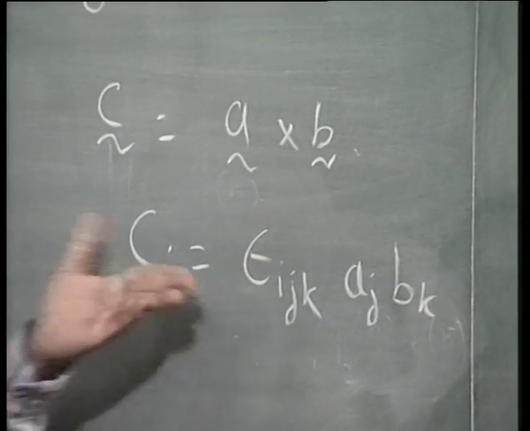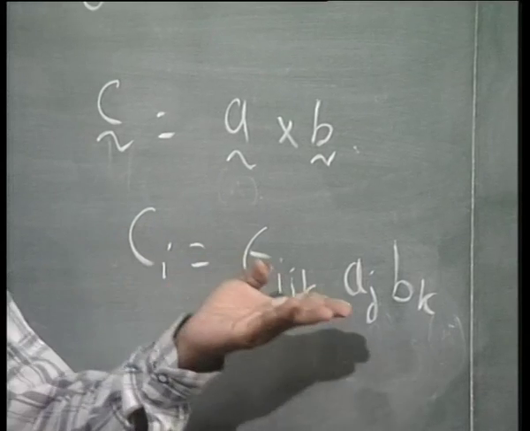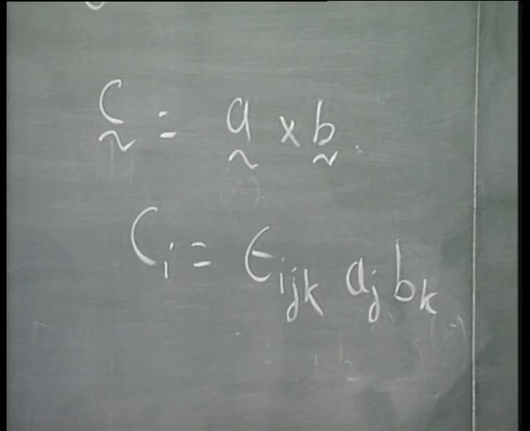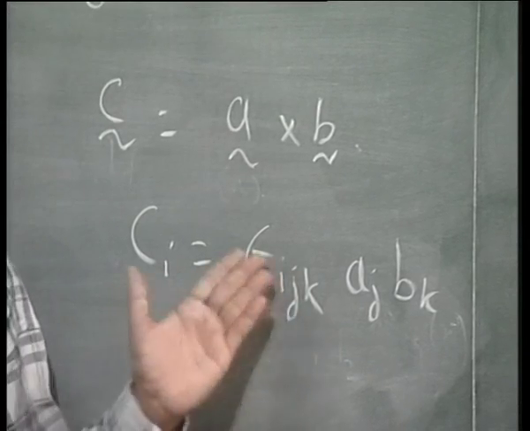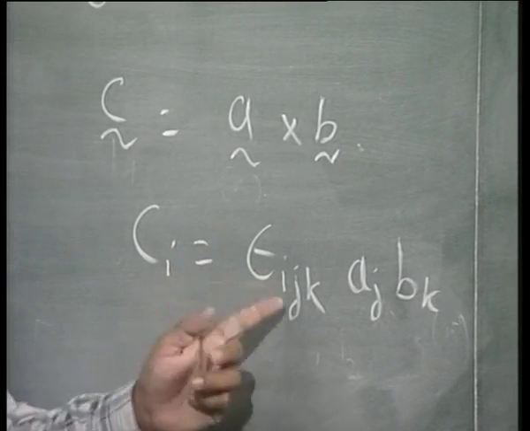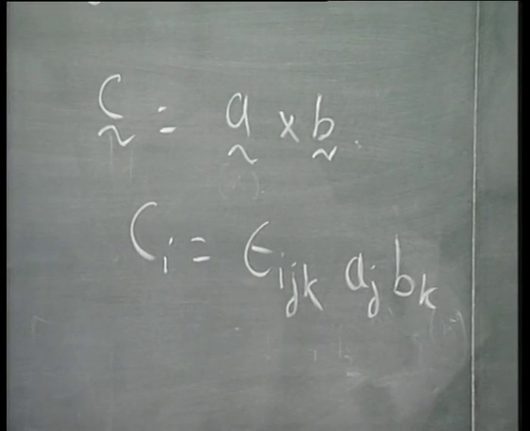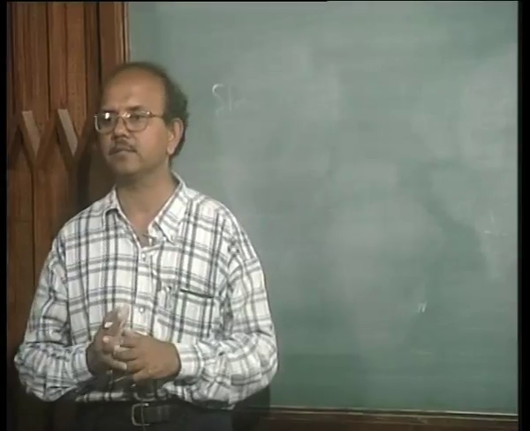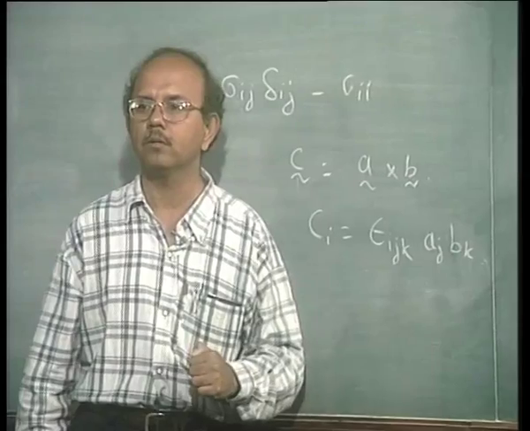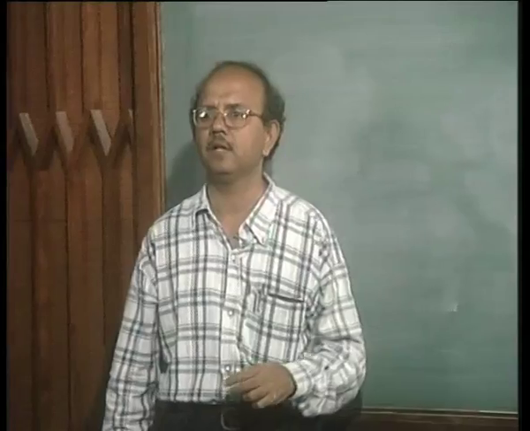Please expand this and check whether you get the cross product that you know of. I am not going to do it because it is very simple. It is an exercise, you please do that. Now you will understand that epsilon ijk is used to easily write down such expressions, and we will have more and more use of these quantities later in the course.